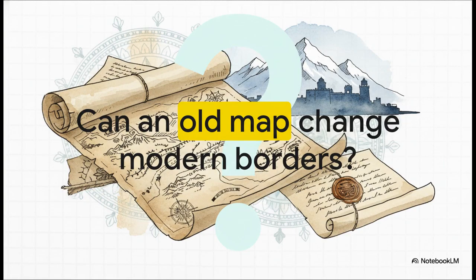It honestly sounds like the plot of a geopolitical thriller, right? A missing detail from a document signed way before the invention of the typewriter is currently sitting right at the center of modern diplomacy. But to really understand how we got here, and specifically how this wild history forged India's northern frontiers, we've got to travel back over 200 years.